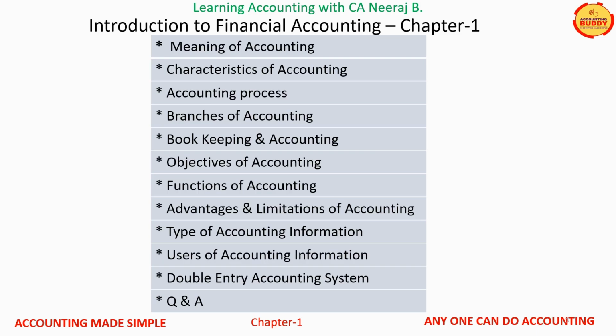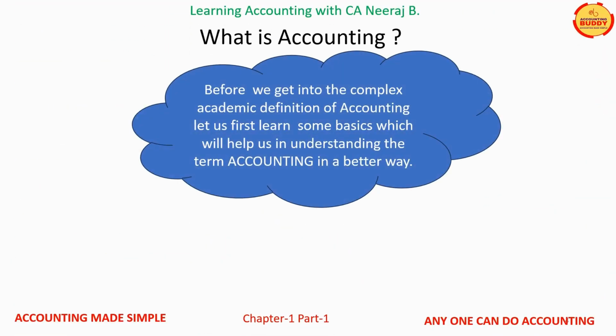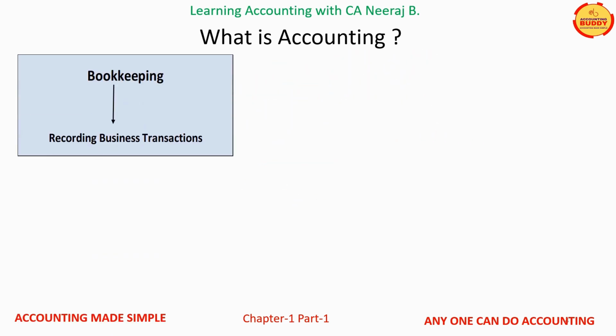Before we get into the complex academic definition of accounting, let us understand some basics. Accounting is made up of two elements. First element is bookkeeping. Bookkeeping means recording of business transactions.